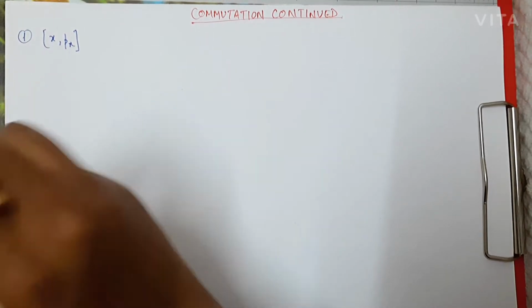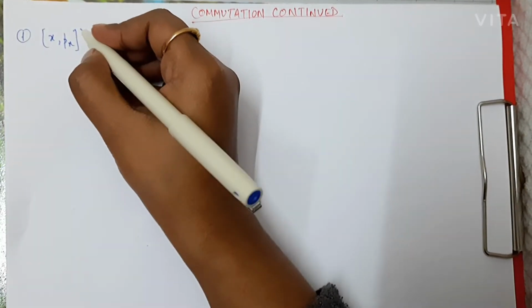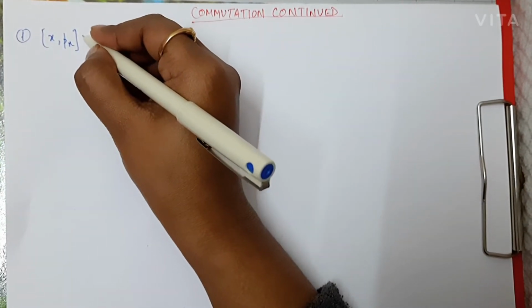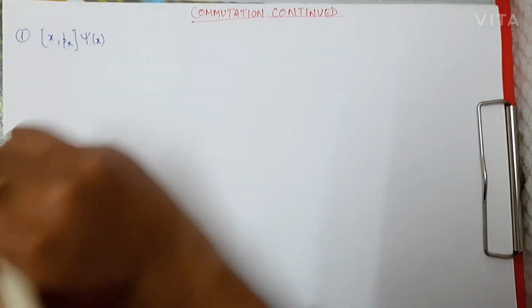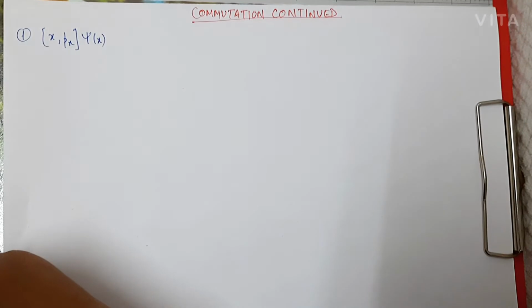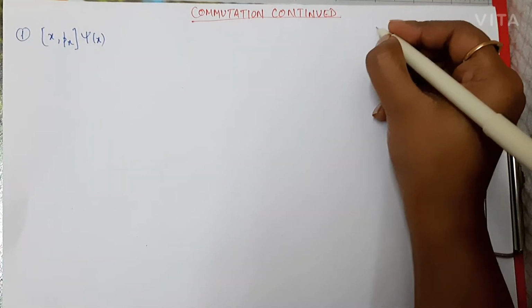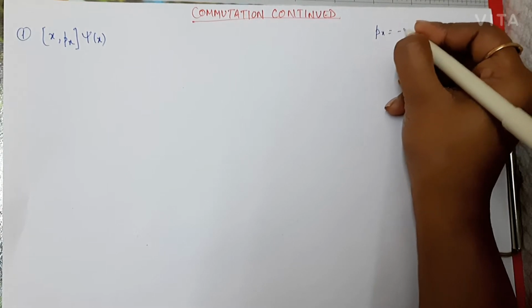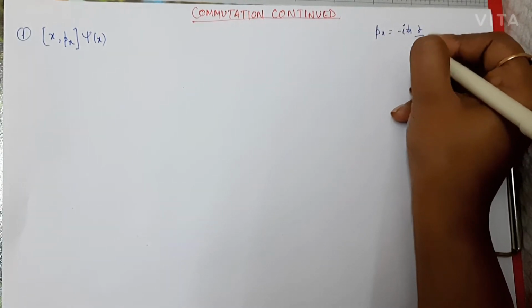Now in order to solve this, you first have to introduce any function. So psi x will be that function. Now you know the value for px, that is minus iota h cross del by del x. I hope you remember that the formula for px was minus iota h cross del by del x.